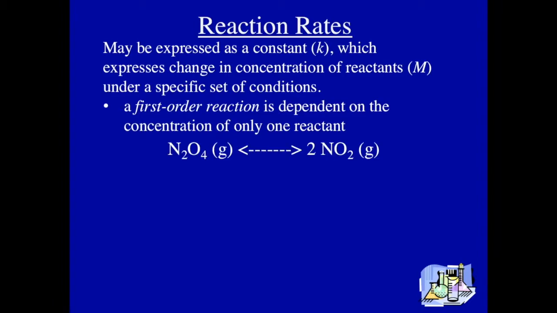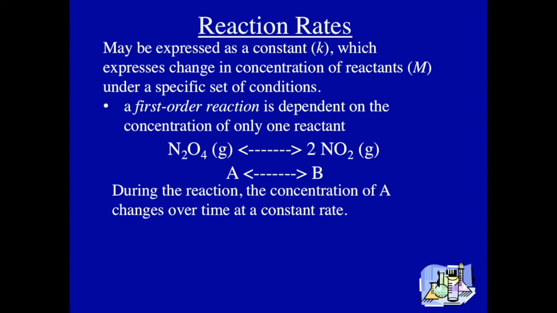reaction is dependent on the concentration of only one reactant. So if I increase my concentration of dinitrogen tetroxide, I'm also going to increase the reaction rate of dinitrogen tetroxide becoming nitrogen dioxide. This will also be relevant when we talk about Le Chatelier's principle later on. So over time, the concentration of A would change, and this would be a constant rate of reaction. Anytime you see brackets from now on, that is a reference to concentration.